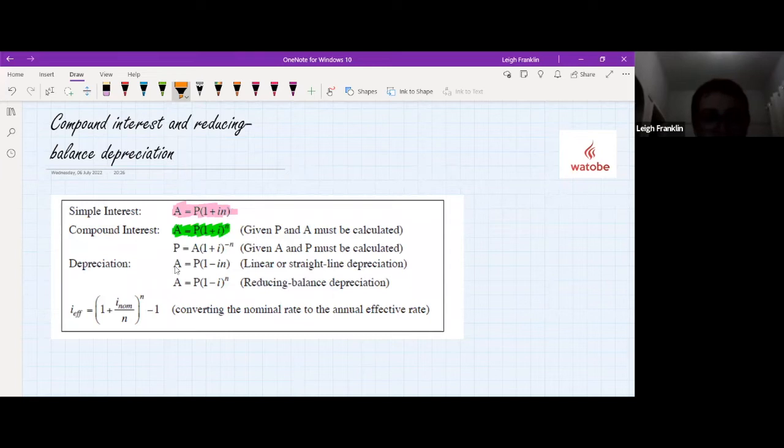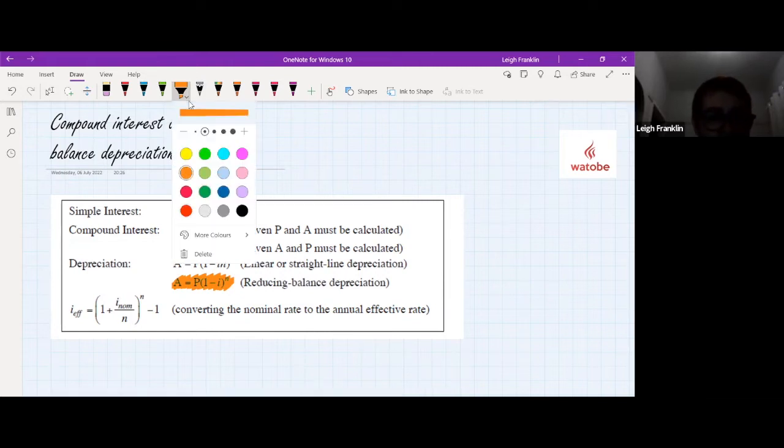Then it comes to depreciation, which can be linear or reducing balance. The reducing balance depreciation is really important. We always get questions on that. I haven't seen linear or straight line depreciation asked in an exam paper in a very long time, but I don't set the papers, so I can't say for sure. It's important that we know that as well.